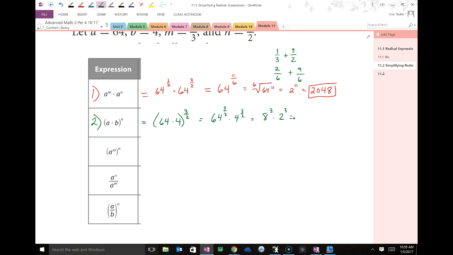Come on, Tyler, you know this. 512? 512. Ooh, we know what 2 cubed is. 8. So therefore, 512 times 8 is 4096. Nice. Good.